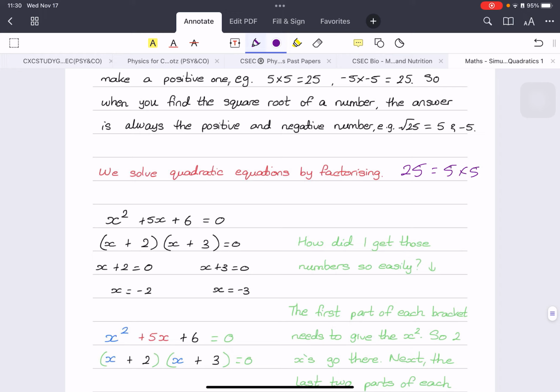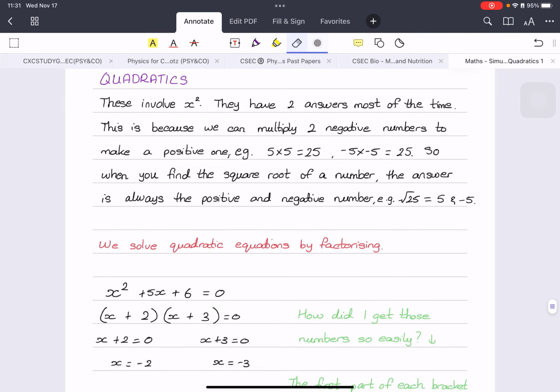But again, if we look at our top 3 rules, we know that a negative number multiplied by a negative number will also give a positive number. So negative 5 multiplied by negative 5 will also give us 25. Okay, so if 25 is a square number, what were the numbers that made up the 25? It could either be 5 multiplied by 5 or negative 5 multiplied by negative 5, okay? That's why quadratics usually have two answers, okay?